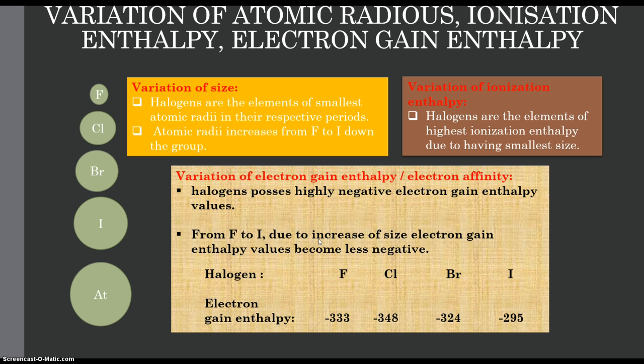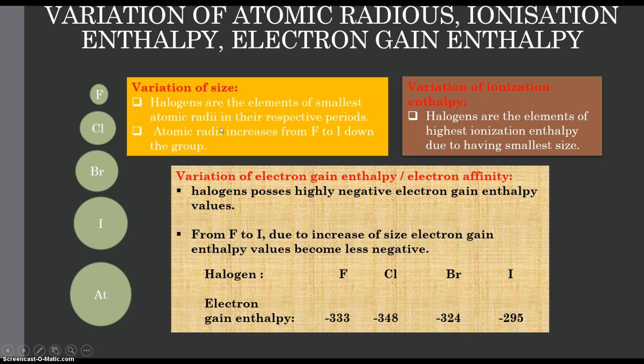Now we are going to discuss the variation of atomic radius, ionization enthalpy, and electron gain enthalpy for these 5 elements in group 17. First of all, as you can see, from fluorine to astatine the size is continuously increasing from top to bottom. Due to this reason, atomic radii increase from fluorine to iodine down the group.